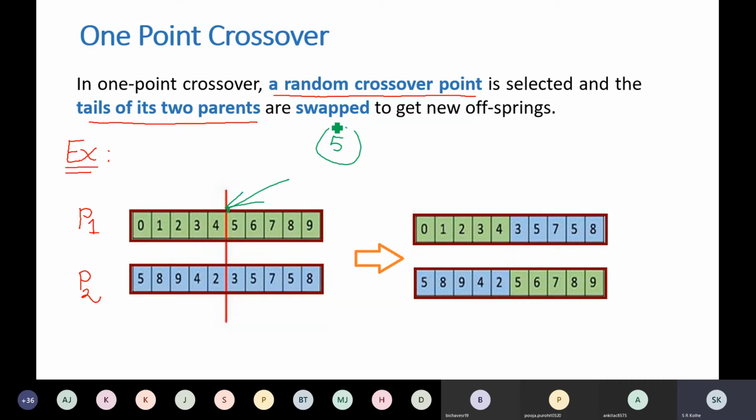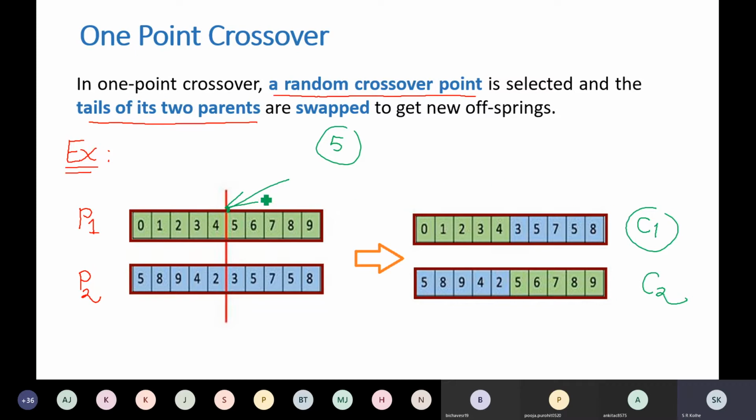Okay, so now consider this example. We have two parent chromosomes. These two parent chromosomes P1 and P2 are selected by using a selection mechanism. Integer representation is used out here in this example, and two offsprings are generated. This is offspring 1 or child 1, and this is child 2. We will first find out how this C1 is generated. Now what we do, we swap the tails of parents. So P1 and P2 have generated C1.